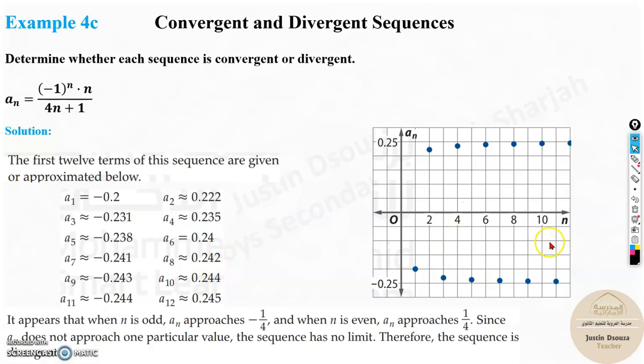So it is divergent. See, it is approaching negative 1 by 4 over here at the odd terms and positive 1 by 4 at the even terms. And they are not coming towards the same value. They are going towards two different values. And hence, it is a divergent sequence. It is not convergent, it is divergent.